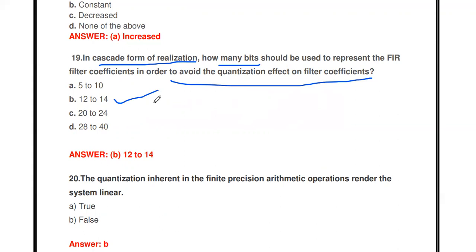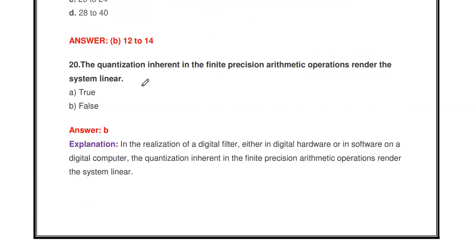If the coefficients are represented in 12 to 14 bits, we may reduce the quantization effect on filter coefficients in cascade form realization. The next thing, the quantization inherent in the finite precision arithmetic operation renders the system linear. The statement is true or false? It's true. In realizing the digital filter, either in digital hardware or software on a digital computer, the quantization is inherent in the finite precision arithmetic operation, which renders the system linear.